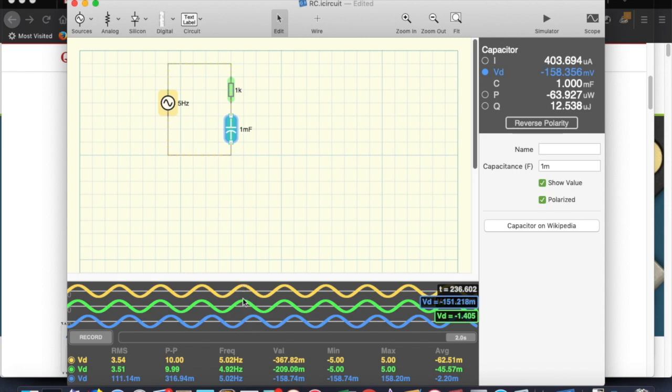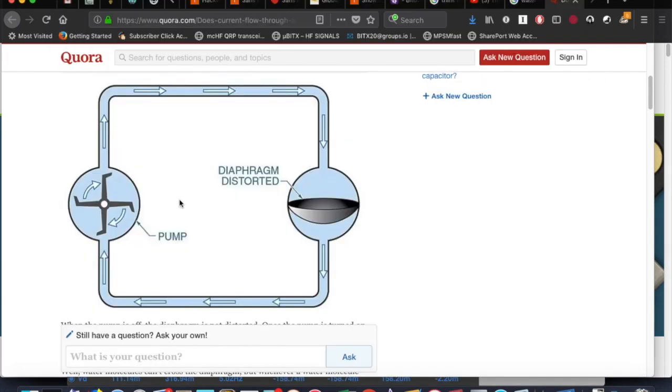So right when this is hitting its peak, this is at a 0, and when this is hitting a 0, this is at its peak. And the reason for this is because the capacitor is, let's look at the water pipe analogy again for that. So I'm going to refer to this article on Quora here. I'll put the link in the notes.